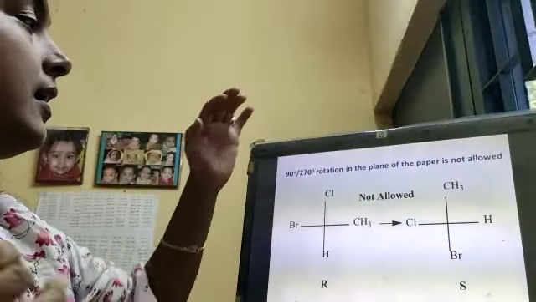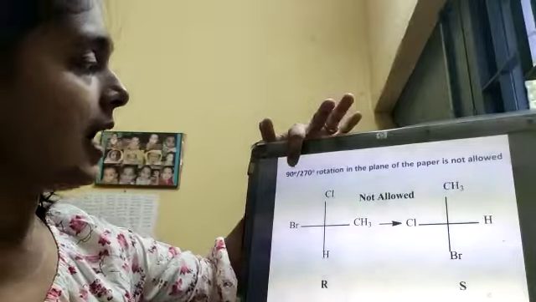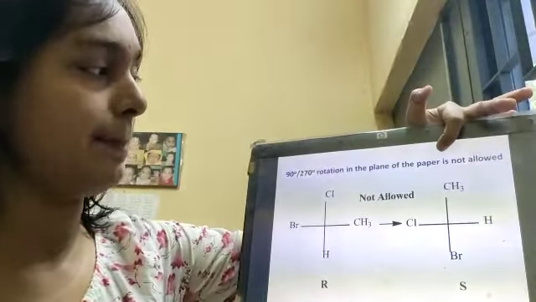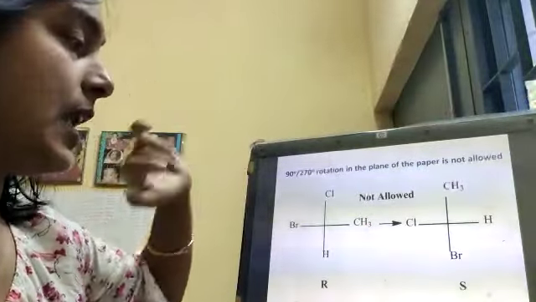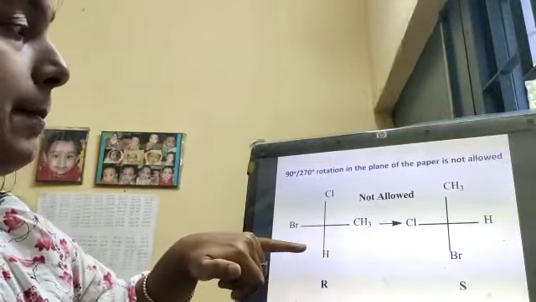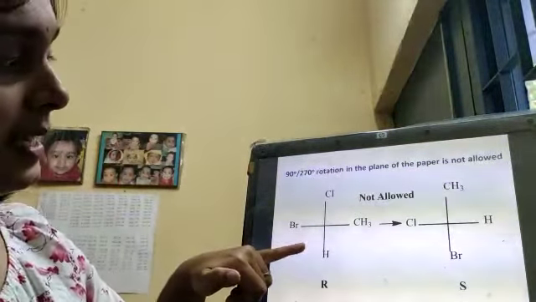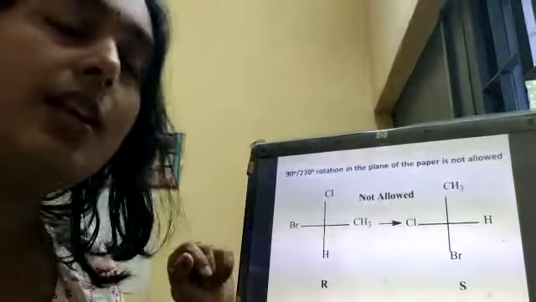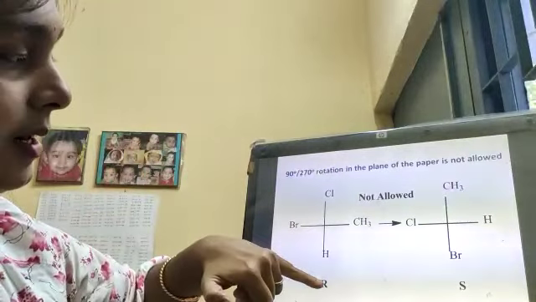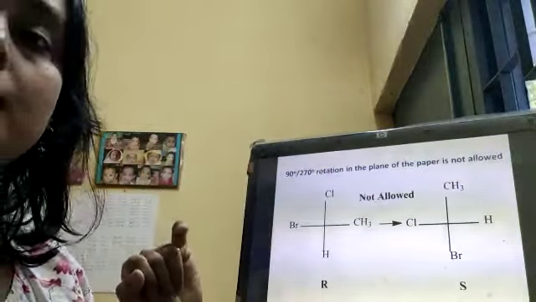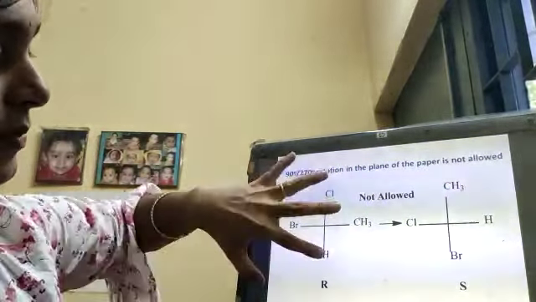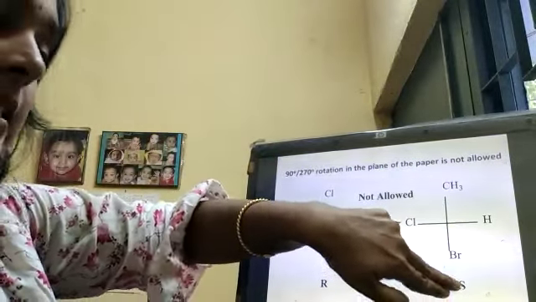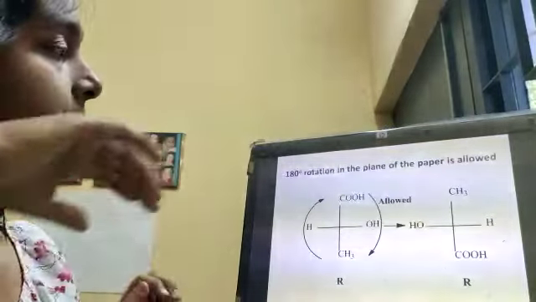Our next topic is 90 degree or 270 degree rotation in the plane of the paper. It is also not allowed. So for this example, if we rotate it or exchange the groups in 90 degree or 270 degree rotation, then also the configuration of the compound will be changed. As for example, the first one is R, and after 90 degree rotation it is S. So it is also not allowed.